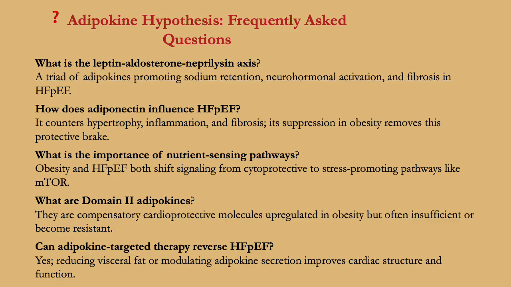How does adiponectin influence HFpEF? It counters hypertrophy, inflammation, and fibrosis. Its suppression in obesity removes this protective brake. What is the importance of nutrient-sensing pathways? Obesity and HFpEF both shift signaling from cytoprotective to stress-promoting pathways like mTOR.